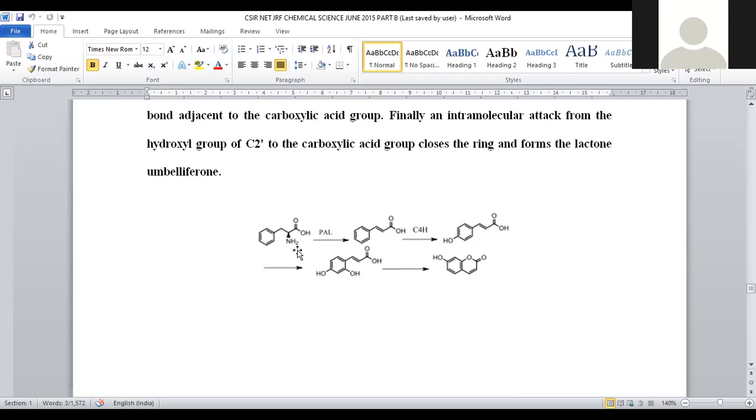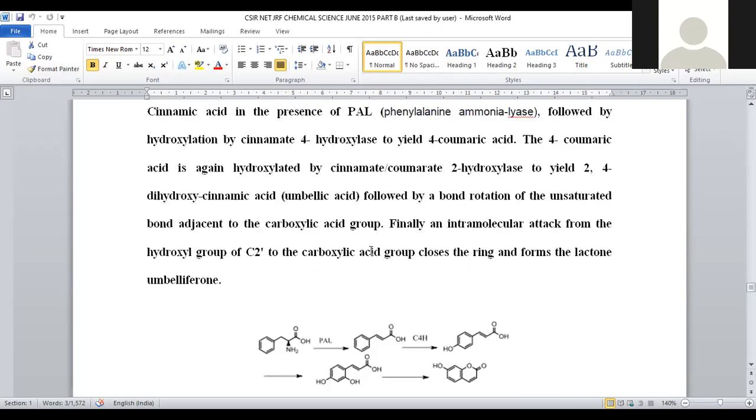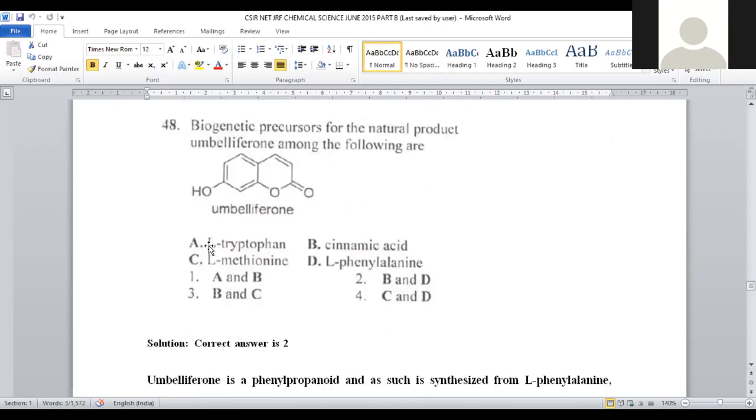The starting material is phenylalanine. Upon treating with PAL enzyme, it turned into an alpha beta unsaturated carboxylic acid called cinnamic acid, right? So these are the precursor compounds, which are provided: cinnamic acid and L-phenylalanine in B and D options. B and D are given in option number 2. For question number 48, option number 2 is the correct answer.